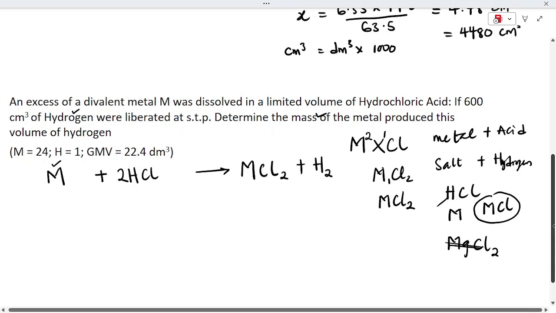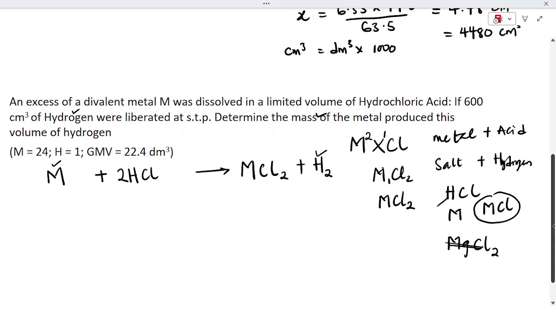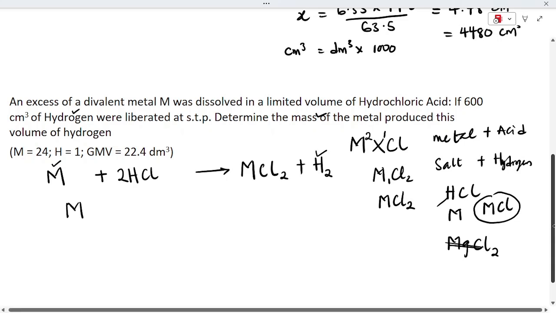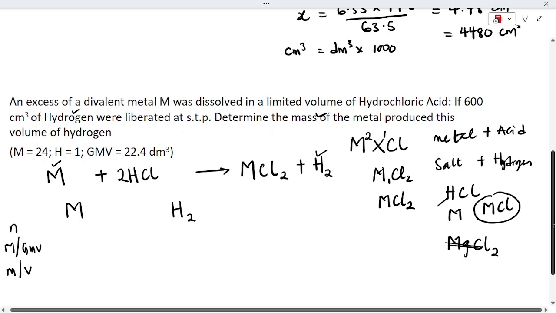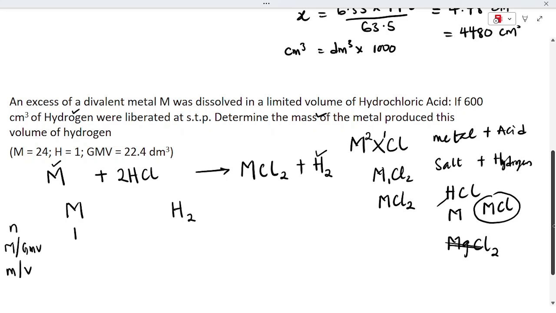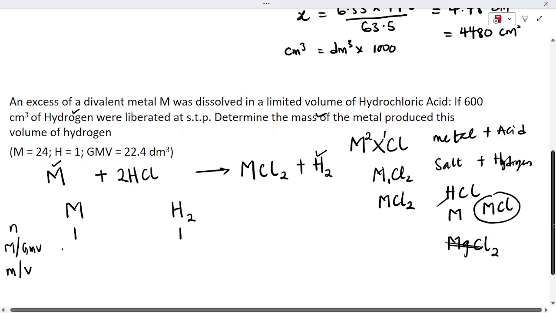As we have already determined, we need M and we need hydrogen. So we'll bring them out. M and hydrogen. First, the number of moles, then the molar mass, and again, because we are dealing with molar volume, we get that, and then we get the mass or the volume. All right, so for the metal, the number of moles is 1. For hydrogen, the number of moles is 1. The molar mass of the metal, we are given as 24. The molar volume of hydrogen, because we are dealing with volume, we take the molar volume of hydrogen, and 1 mole of any gas is always 22.4. And then our mass becomes number of moles times the mass, which is 1 times 24. That gives us 24. And then 1 times 22.4 gives us 22.4.